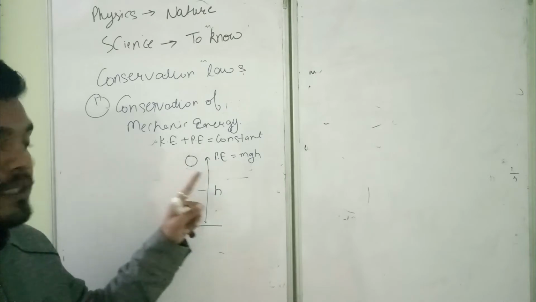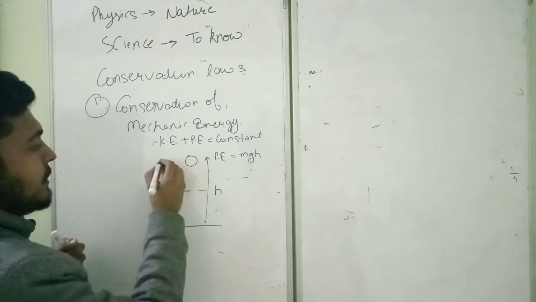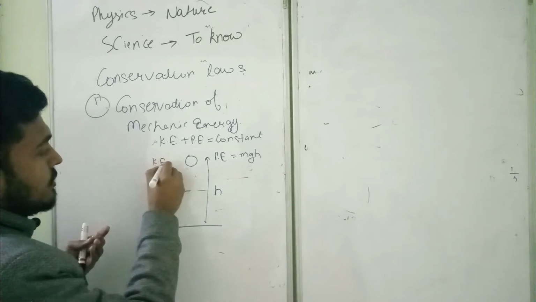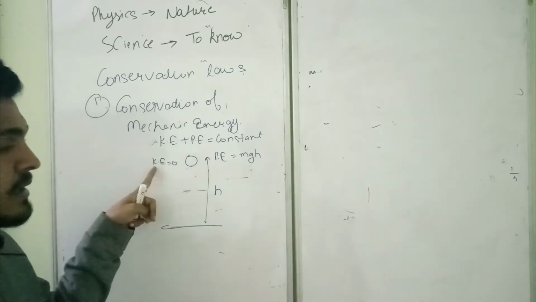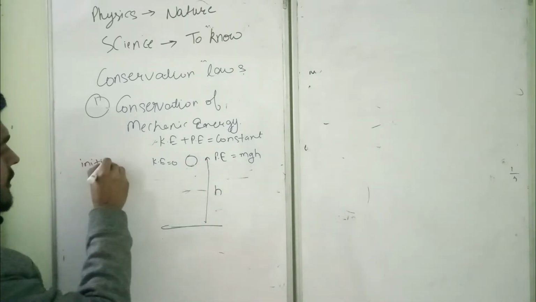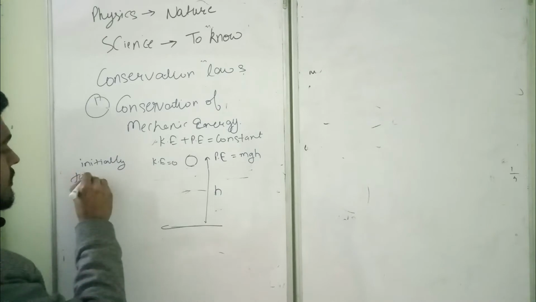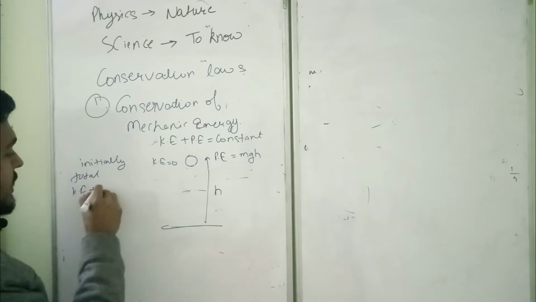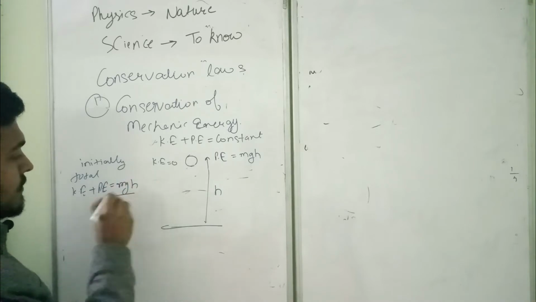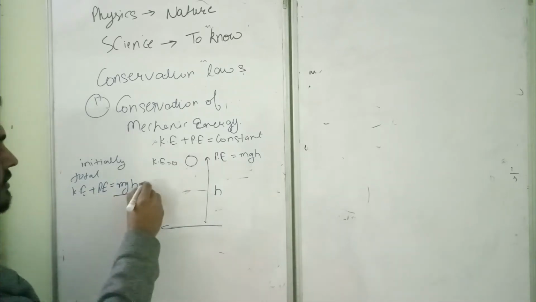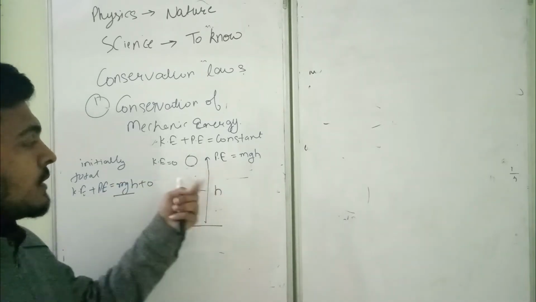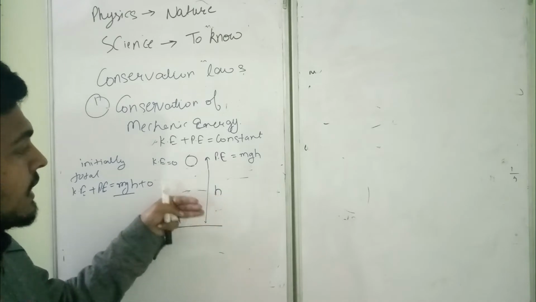mgh is the potential energy that this ball is having, and at this point, just before release, its kinetic energy is equal to 0. It has 0 kinetic energy. So the total energy initially, total kinetic energy plus potential energy, is equal to mgh plus 0, which is mgh only. And when it starts to come down, then what happens?